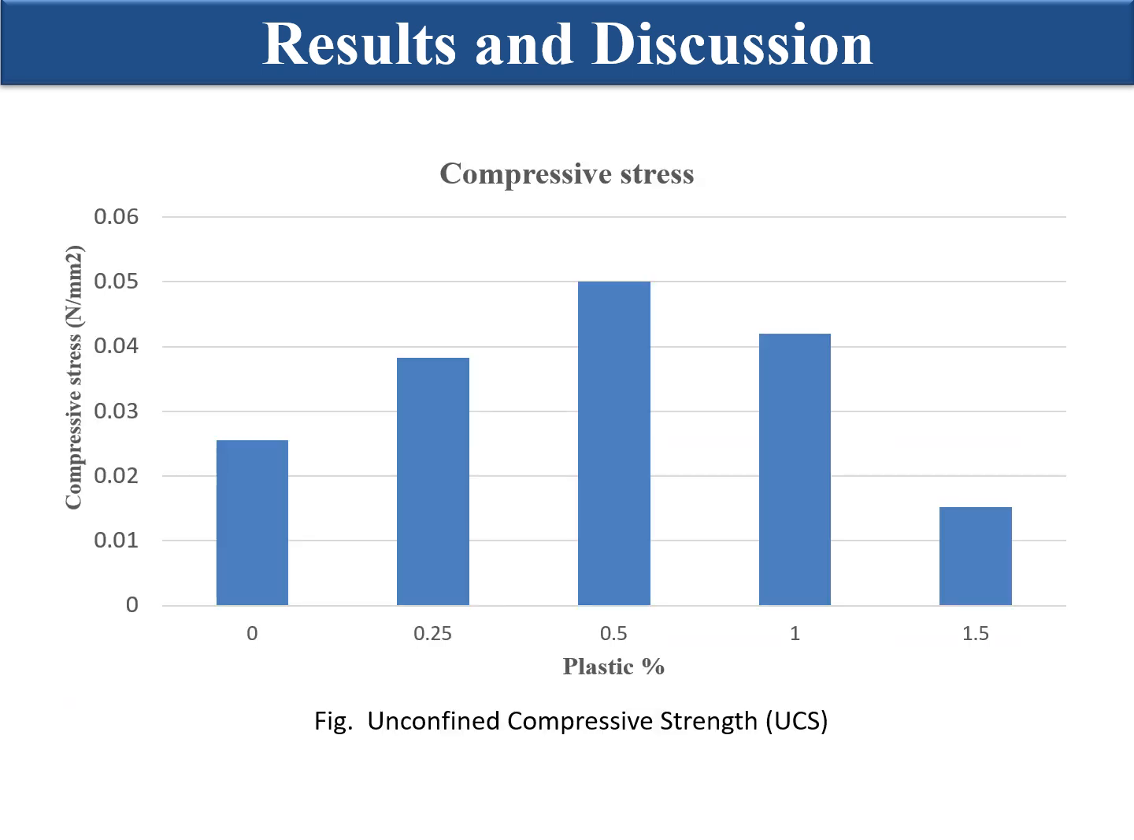This graph indicates the relationship between the plastic percentage and compressive stress. Here, the unconfined compressive strength is the total load per unit area at which an unconfined cylinder specimen of soil will fail in the compression test. In this graph, it is clearly visible that when we increase the plastic percentage, compressive stress also increases. But when the plastic content reaches a certain limit, the value of compressive stress decreases.